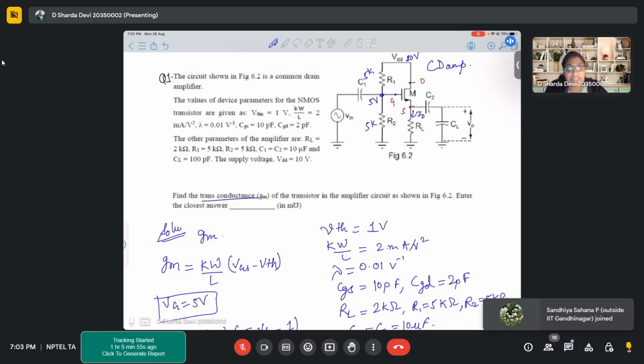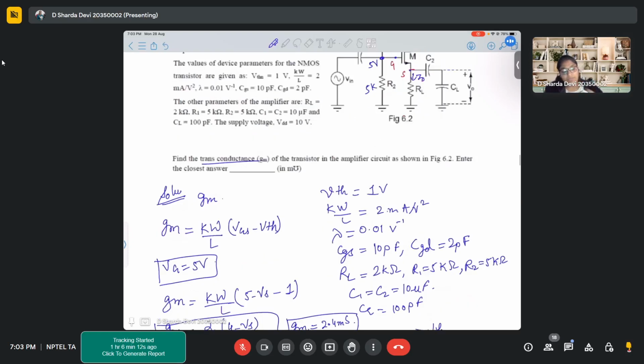Excuse me, ma'am. I have a doubt. In this question, lambda is given as 0.01. So why are we not considering it in the formula for ID, like 1 plus lambda VDS, in the ID formula?